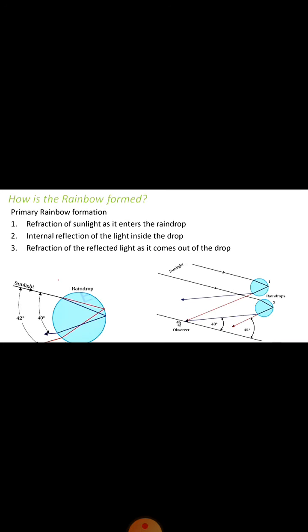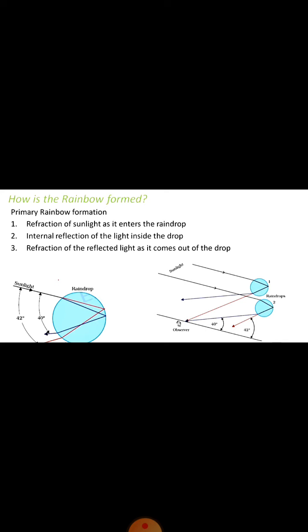Primary rainbow formation. It's a stepwise process. Generally, a rainbow is formed after a rain. When a rainfall has taken place, there will be some raindrops, some water droplets, already present in the atmosphere. I also mentioned that it's formed when some part of the sky is sunny and sunlight is present. Now, what happens when sunlight enters the raindrop? You can see in the figure, refraction takes place.